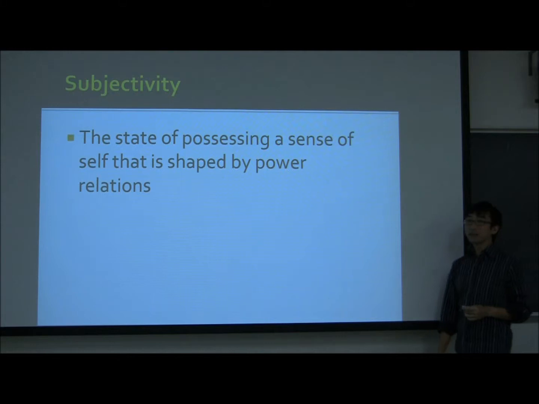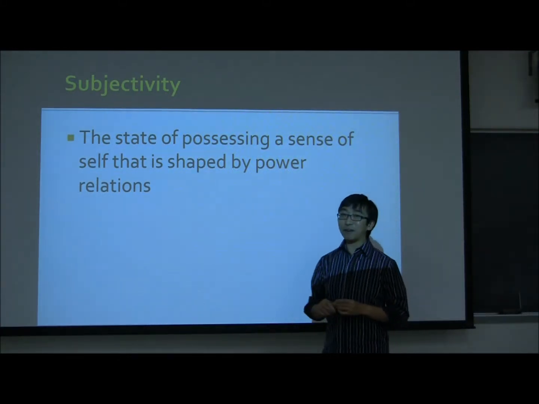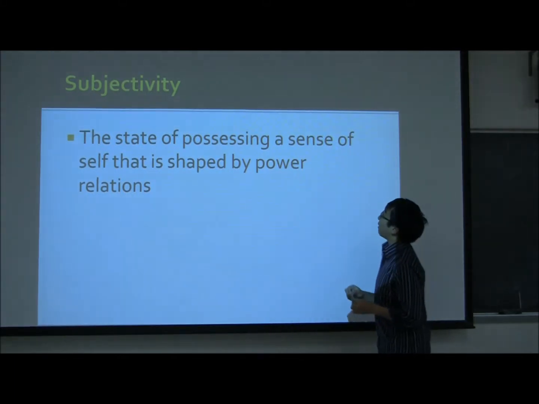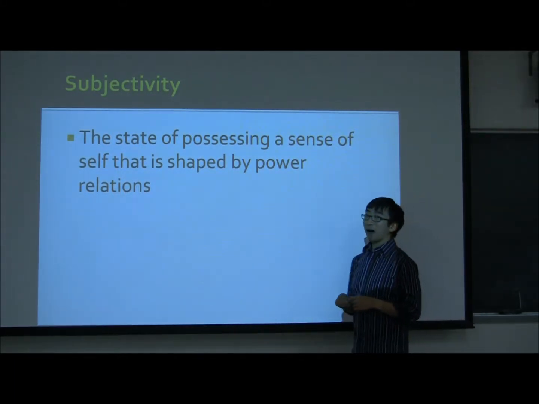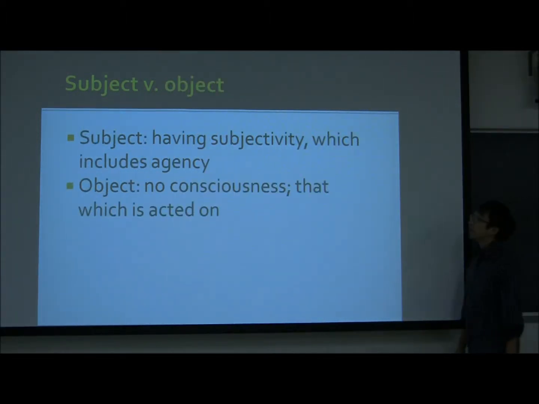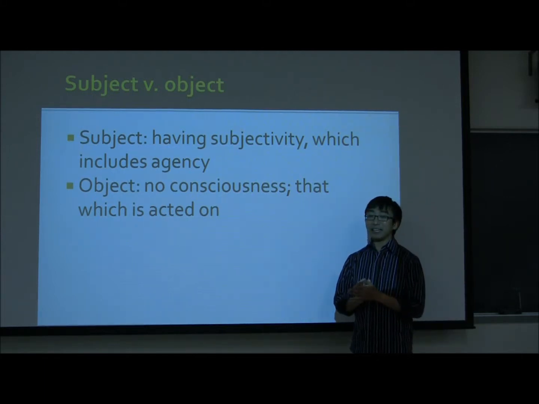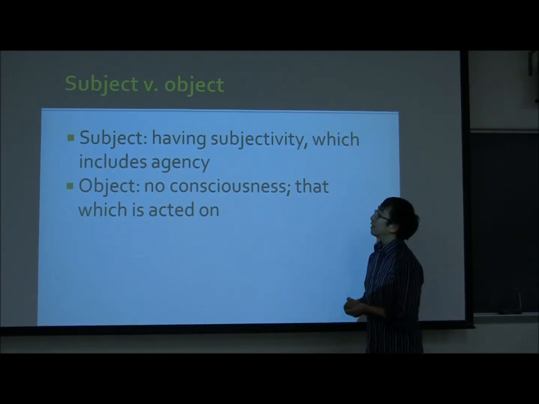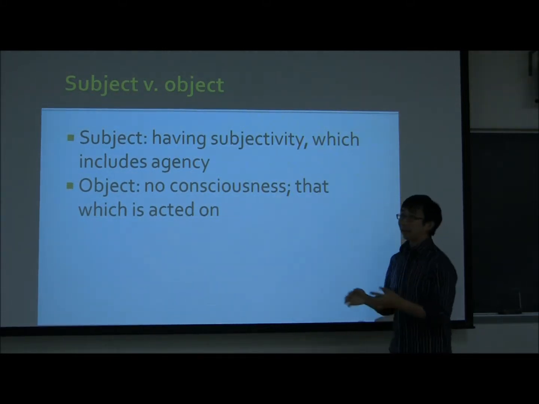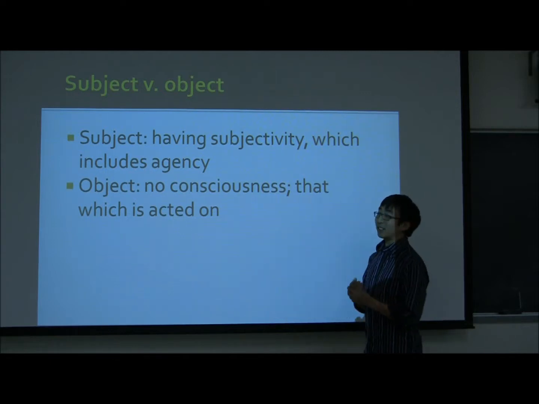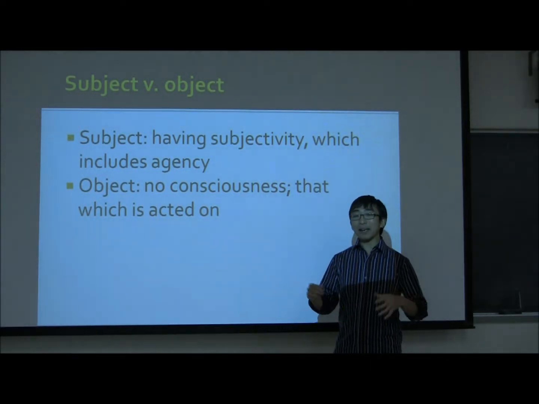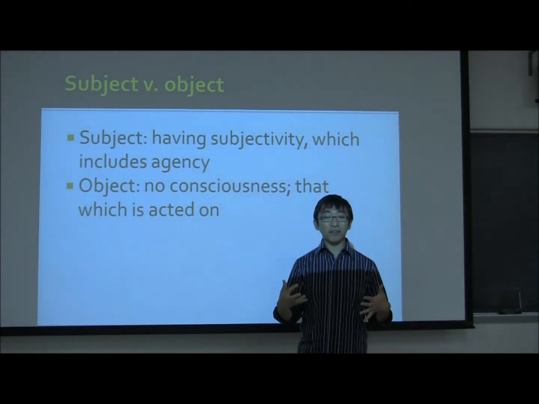So, on the first point of subjects versus objects, we begin with the definition of subjectivity that we introduced last time. Right? Subjectivity as the state of possessing a sense of self that is shaped by power relations. So, subjects are defined in opposition to objects. Subjects are those people and things that possess subjectivity, right? That state of consciousness. And that consciousness includes agency. So subjects are able to make complicated choices and have different types of motivations and passions.